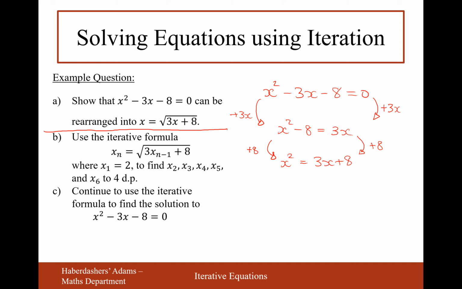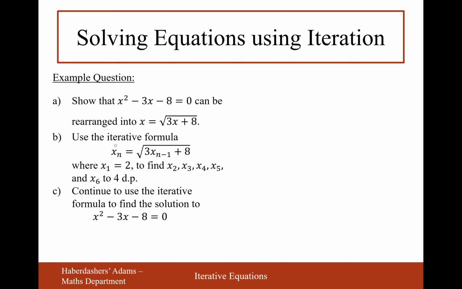plus 8. And the final step to do will be to do this square rooting process to get rid of the squared on the x. So it's going to be x equals the square root of everything on the right hand side, 3x plus 8. And there we are, we've done the rearranging of this equation. Now why have we done that?